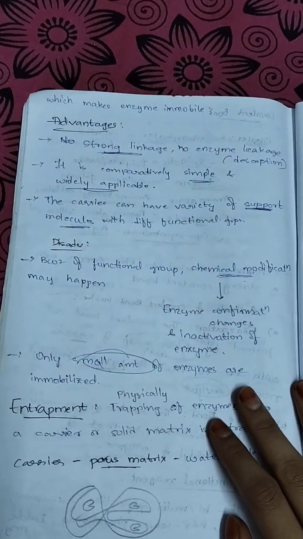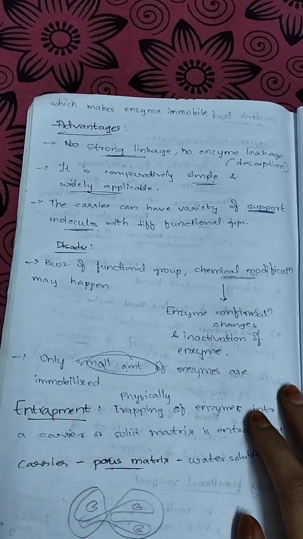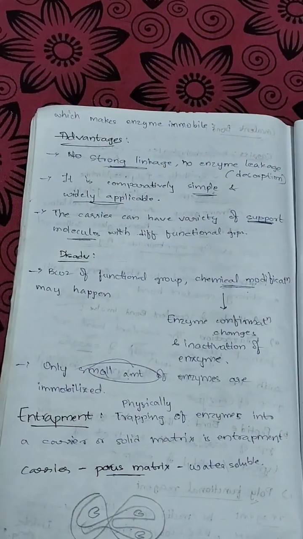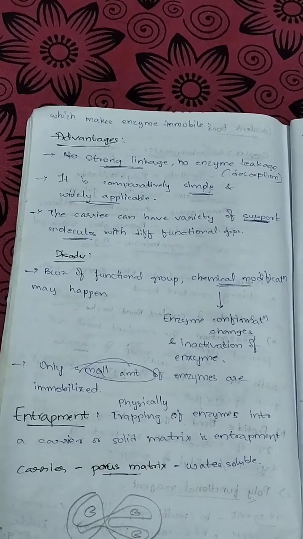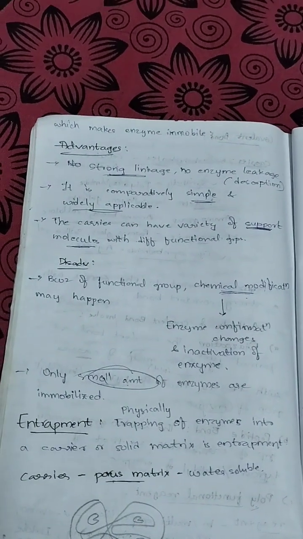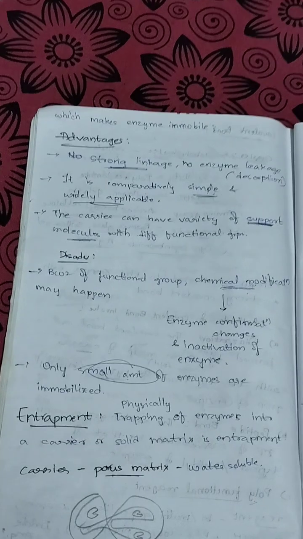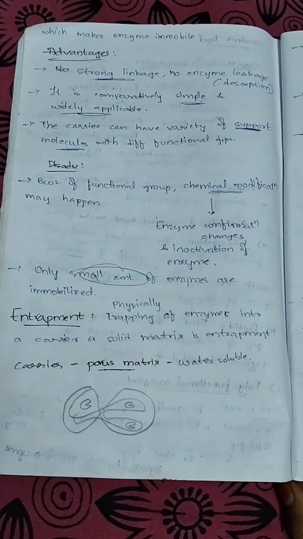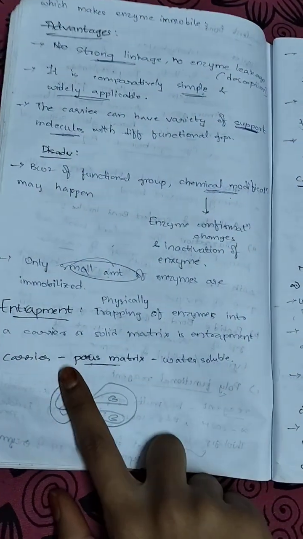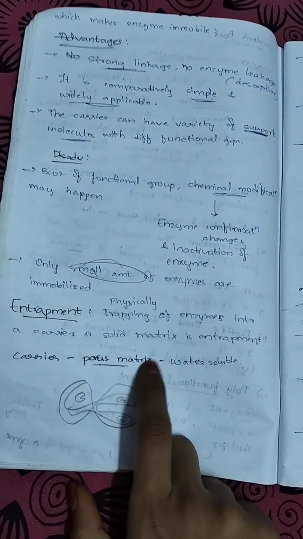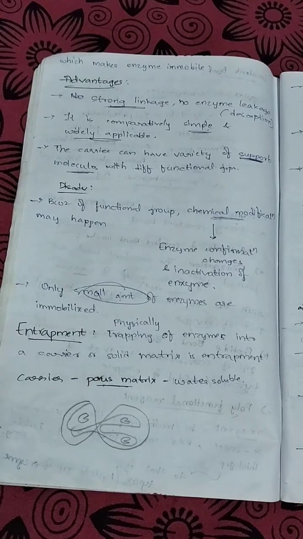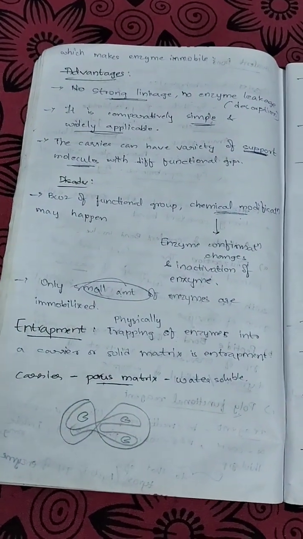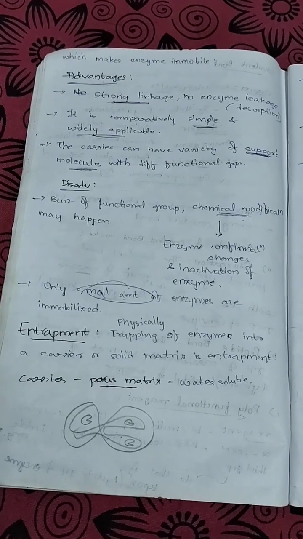Advantages are strong linkage, no leakage, simple, widely applicable, and support for molecules with different functional groups. But disadvantages are that, due to the functional groups, modification in the enzyme may happen, and only a small amount of enzyme is immobilized using this process. Entrapment is nothing but, in entrapment, a porous matrix is used. A water soluble porous matrix is used.